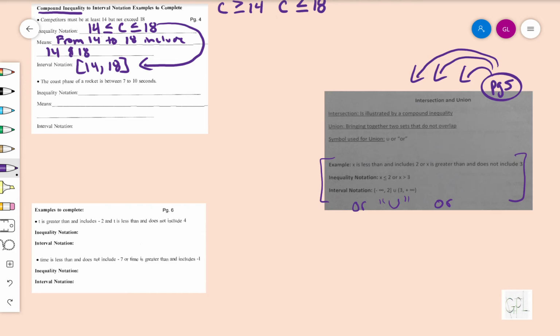We talked about page 5, your intersection and union. Make sure that you copy these notes down because these are the exact ones that you want to have. I think what you already have is probably incorrect if it's the document that I think was still uploaded.